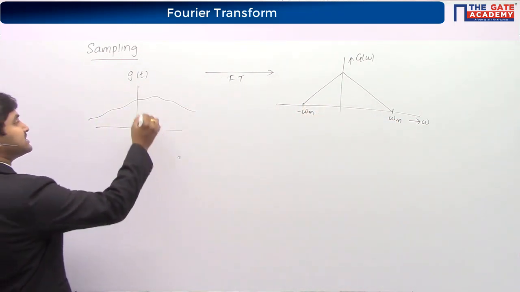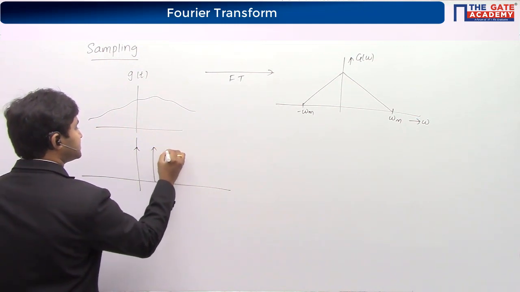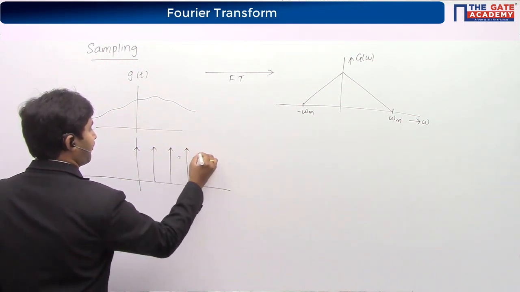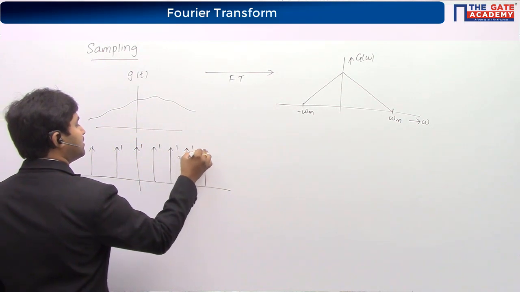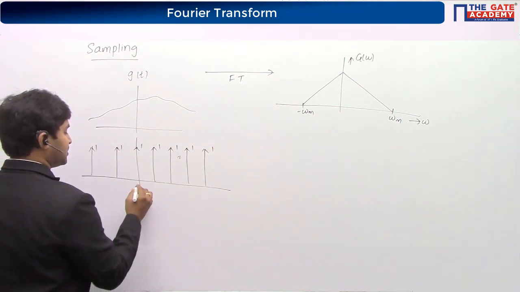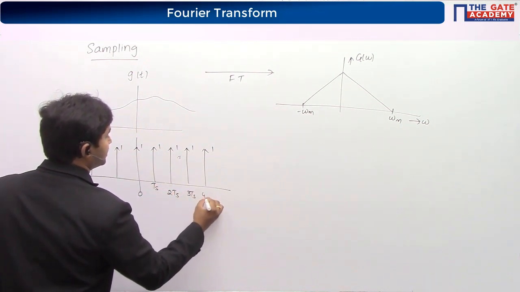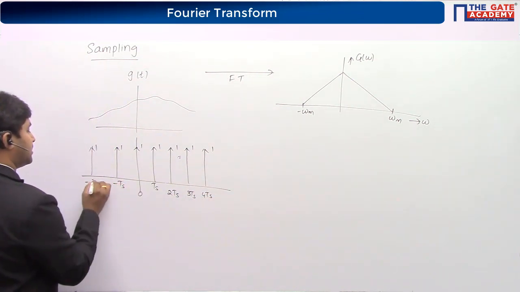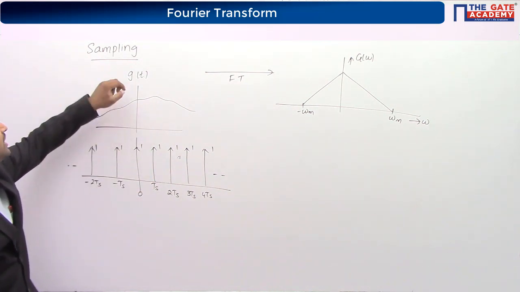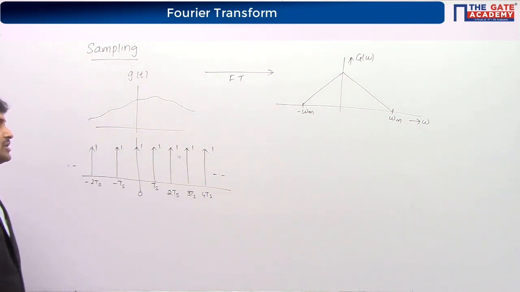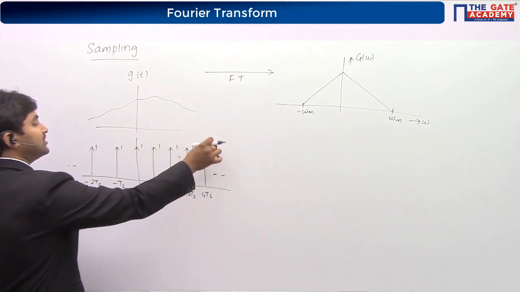Okay. So now I want to discretize this one. I am trying to discretize this using impulses, and let us consider these impulses have an area of 1. They are present at 0, Ts, 2Ts, 3Ts, 4Ts, and here it is minus Ts, minus 2Ts and so on. My purpose here is to multiply with this particular signal so that I have only the samples of that signal. So I am taking a train of impulses, with each impulse having an area equal to 1.